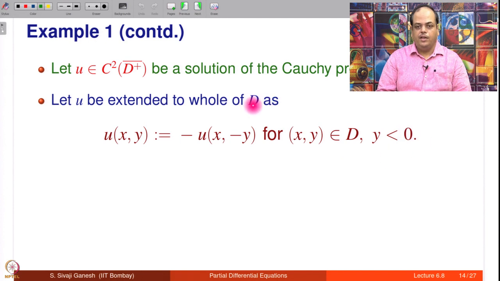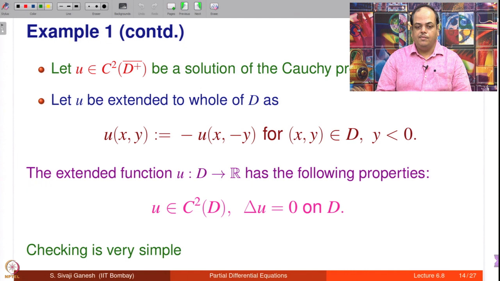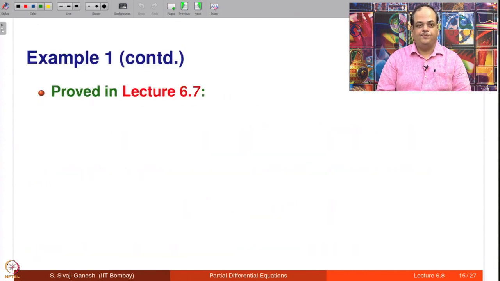Points x, y belonging to D have y positive or negative. If y is greater than or equal to 0, u is already defined. So, for y less than 0, we will define it. What we do is that if y is less than 0, take minus y, that is positive, therefore u of x comma minus y is meaningful, and put a minus sign in front. So, this is the definition of u. The extended function has the following properties. u is a C2 function on D and Laplacian u equal to 0 on D. Because of these two requirements, we have put a minus sign here. If you do not put the minus sign, you will not get this. Checking is very simple and is left as an exercise.